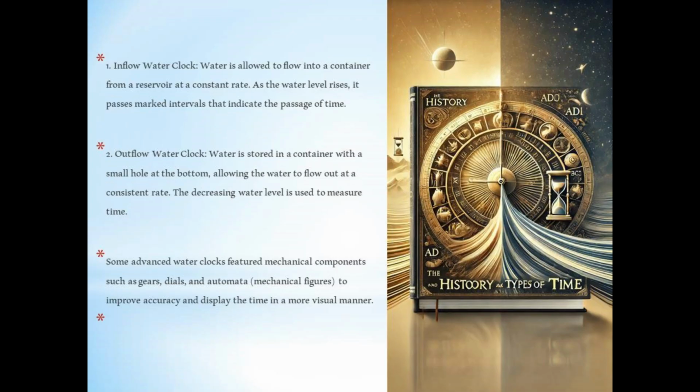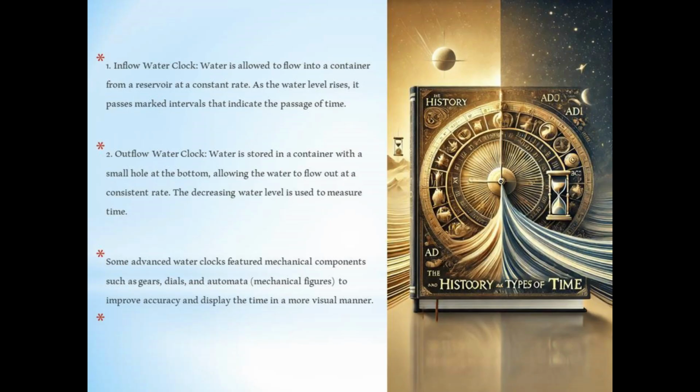Water is allowed to flow into a container from a reservoir at a constant rate. As the water level rises, it passes marked intervals that indicate the passage of time. Number 2. Outflow water clock. Water is stored in a container with a small hole at the bottom, allowing the water to flow out at a consistent rate. The decreasing water level is used to measure time.